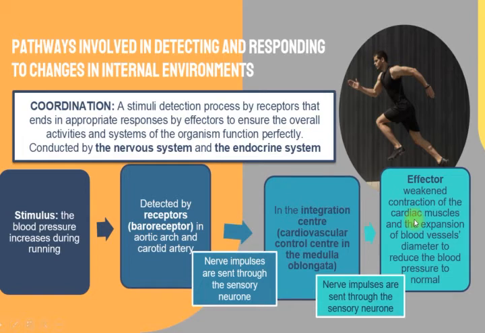The effector refers to the part of the body that carries out a response. So the effector involved here is the cardiac muscle, our heart muscle cells. Our heart's cardiac muscles will slow the contraction of the heart. And the other effector is the blood vessel.